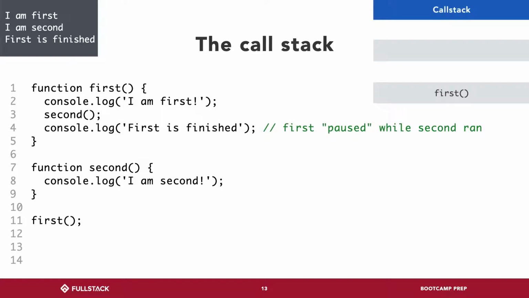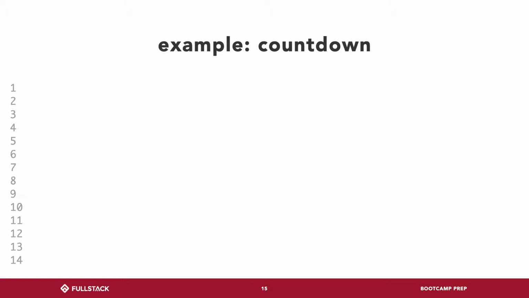Does that make sense? No recursion yet. This is just understanding how the call stack works. First is paused while second runs inside of it, okay? First cannot finish until second finishes. Okay? Good? And then second gets taken off.